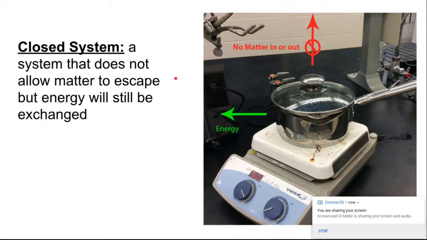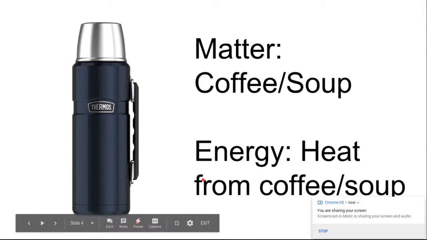Okay, perfect open, perfect closed system. That's what we're looking at there. So let's look at some real life examples of these things. Where do we see these in the real world? Here's one. It's a thermos.